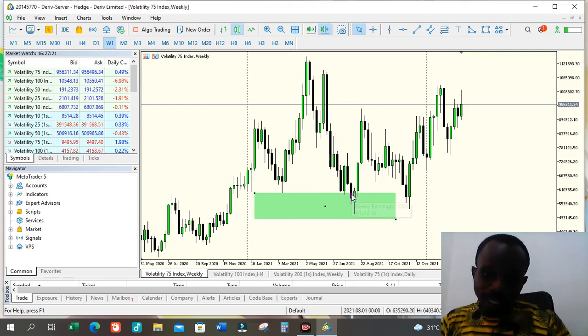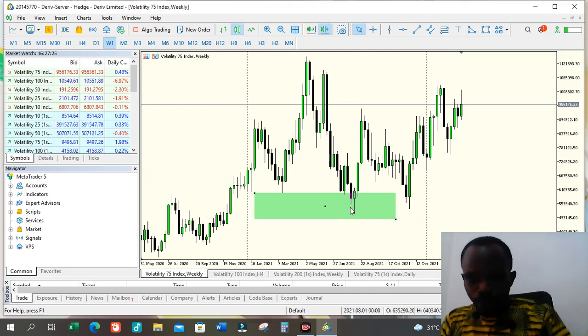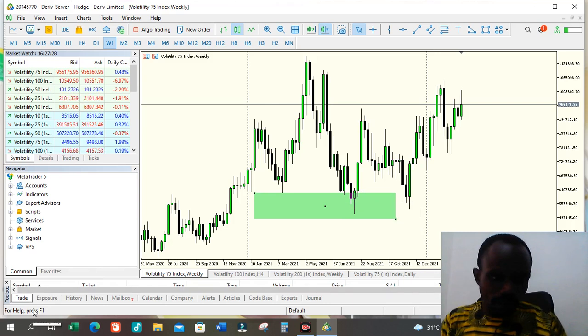But when the market structure shifts, it doesn't mean that it begins automatically. It takes some time before it actually begins to erupt and go the direction that it is supposed to go.